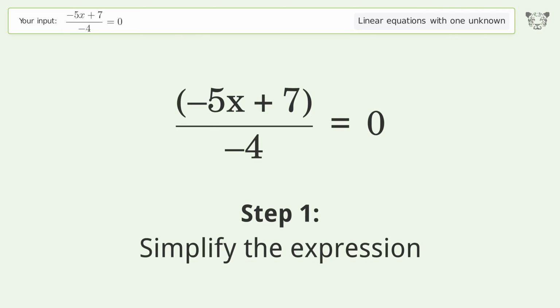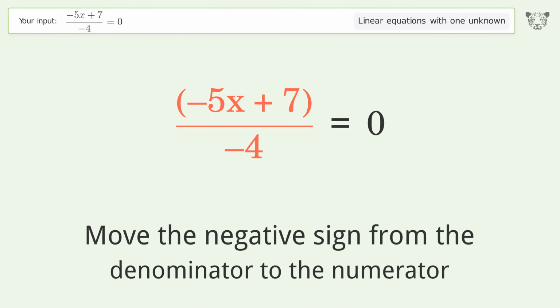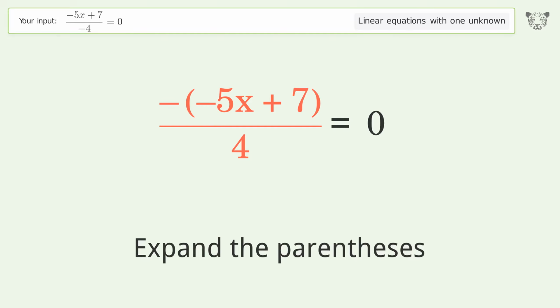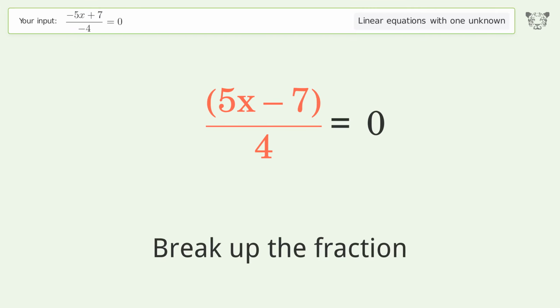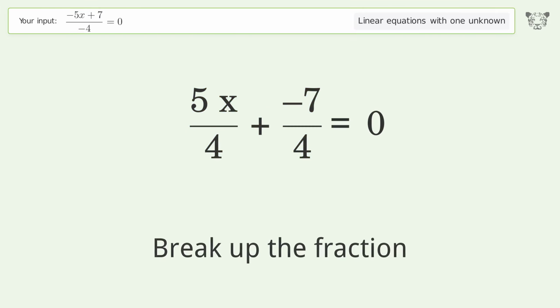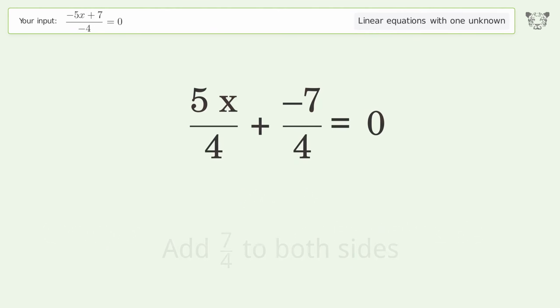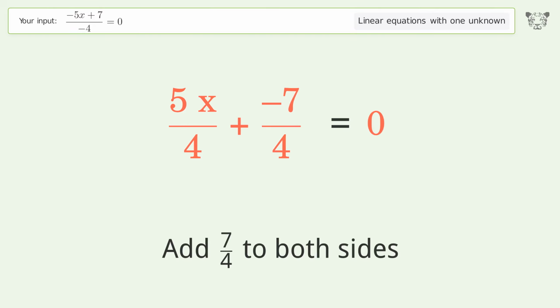Simplify the expression. Move the negative sign from the denominator to the numerator. Expand the parentheses. Break up the fraction. Group all constants on the right side of the equation. Add 7/4 to both sides.